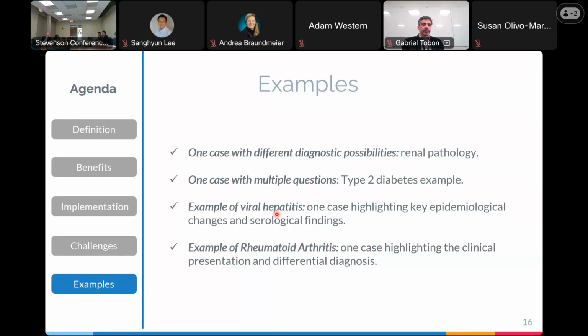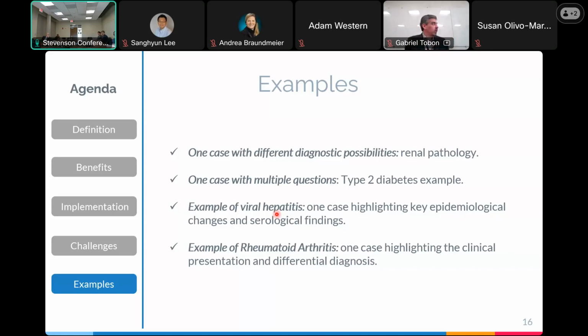So here, this is the final part of the presentation. I'm going to share with you 4 different examples that I deliver in pathology with case-based resource sessions. The first one is a single case with different diagnosis possibilities, for example, in renal pathology. We are using the same clinical presentation with different possibilities due to the renal biopsy.